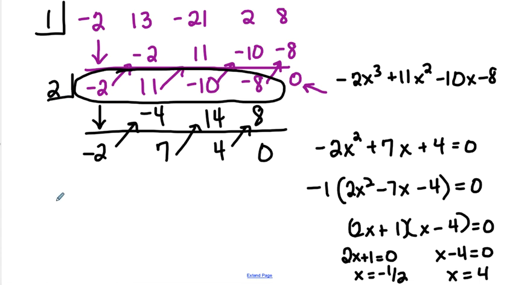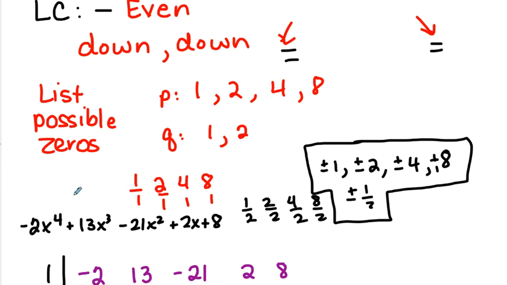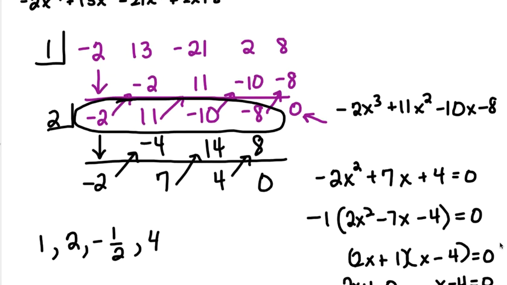All right, so that means that I've got zeros of 1, 2, negative 1/2, and 4. Those are my zeros. Now, I know that I have 4 of them. I know I'm done because the highest exponent is a 4, so the fundamental theorem of algebra says that it could have at most 4 zeros.